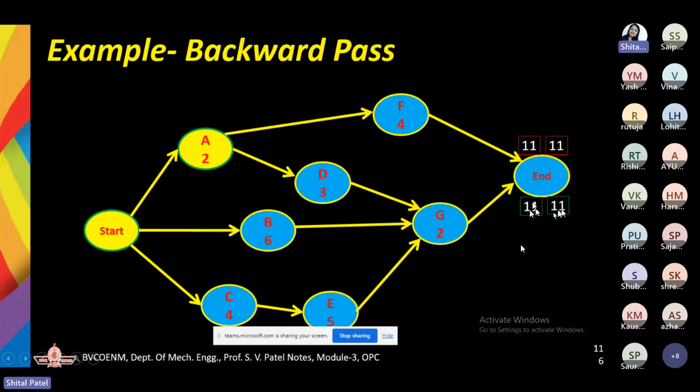So now let's move ahead. Whatever is the earliest start time here is going to be the earliest finish time for the previous activity. So at the end we have the earliest start time as 11. Here we have G. For G, we have latest finish time as 11, and 11 minus 2 gives 9. So for G, the latest start time is 9.